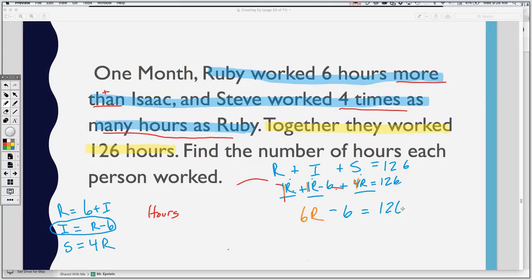All right, what's your bodyguard? R. What is it protecting? This 6. So this -6 needs to be moved. Good job. All right, add 6, both sides. What's 126 plus 6? 132. 6R divided by 6, divided by 6. R is equal to what?